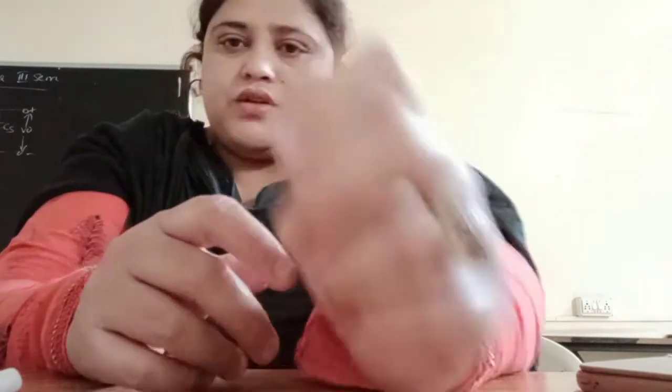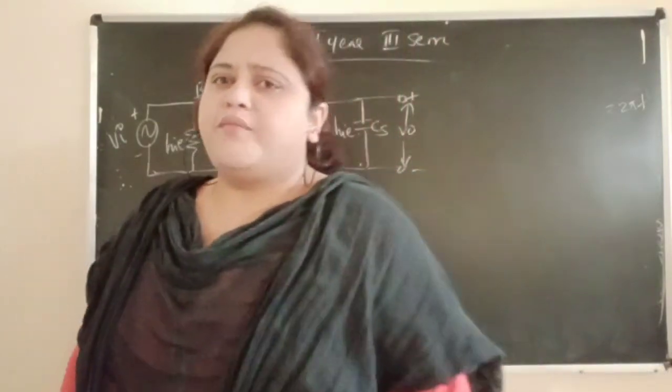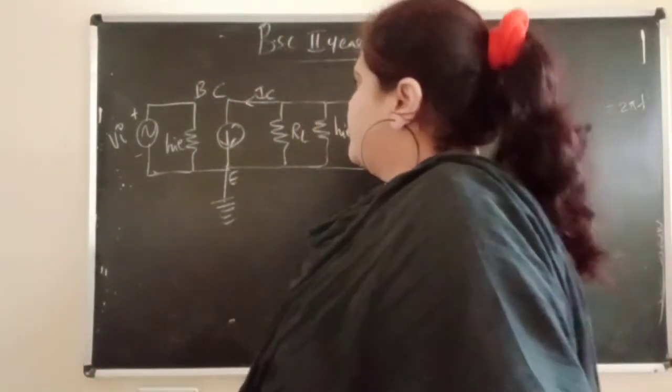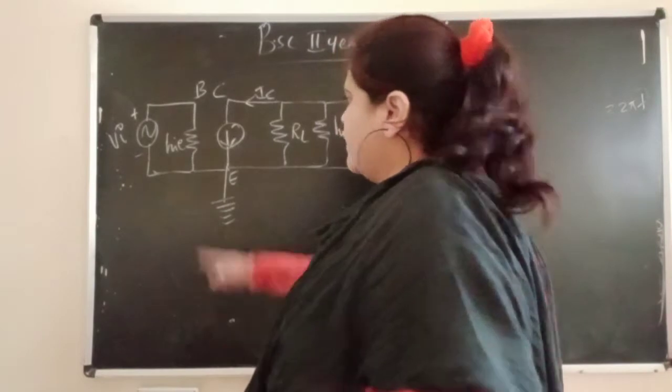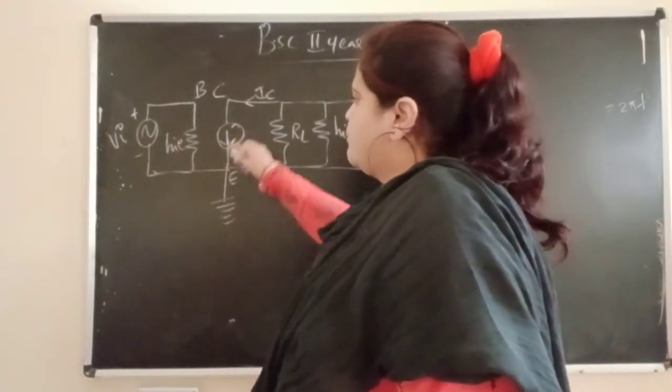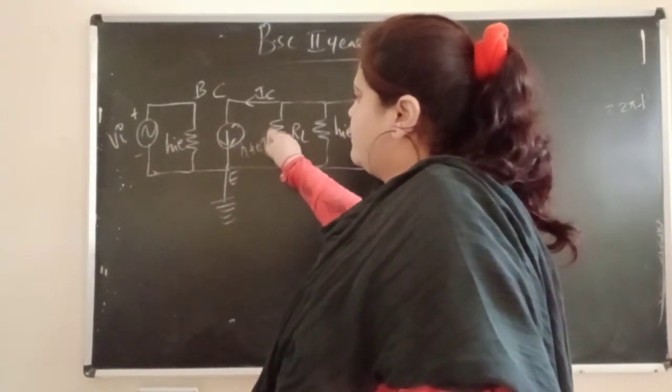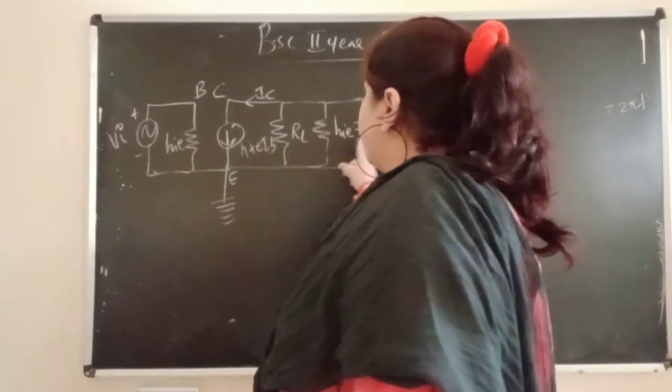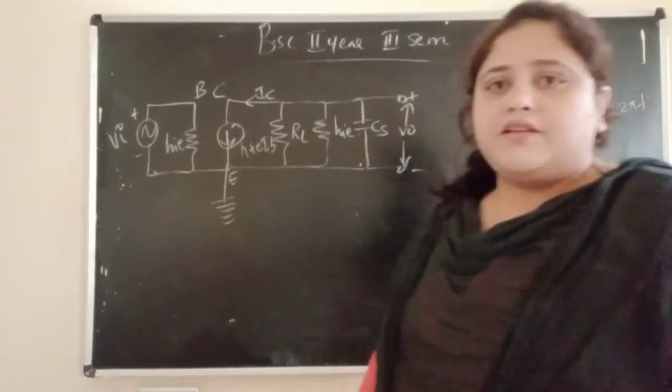So in this whole derivation, we are going to solve for the voltage gain in the high frequency range. Now we will solve the equation by looking at the diagram. You can see the diagram of voltage gain in the high frequency range: HIE, HFE, IB, then RL, HIE and CS. CS is nothing but what I said just now.